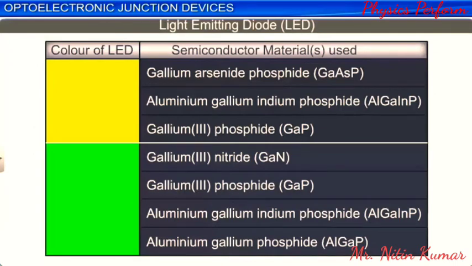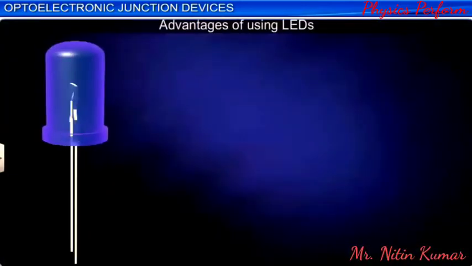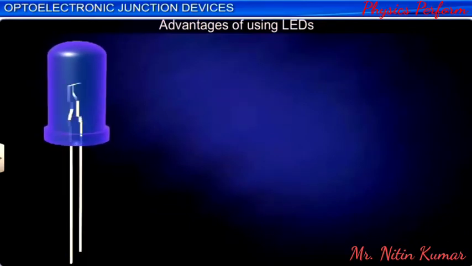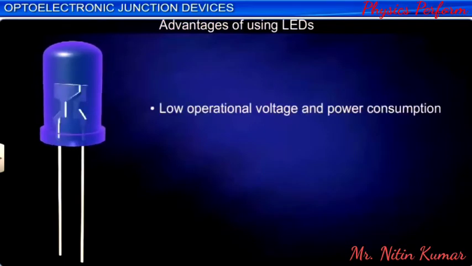LEDs offer several advantages listed here over conventional electrical light sources: low operational voltage and power consumption, instant on-off switching without any warm-up time, source of near monochromatic light, long life and negligible wear and tear.